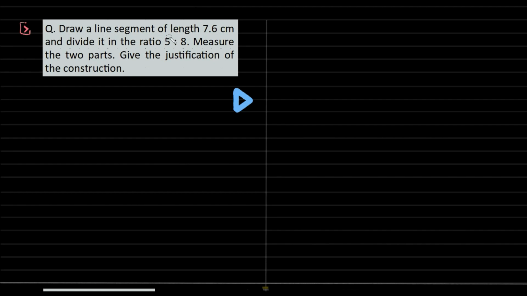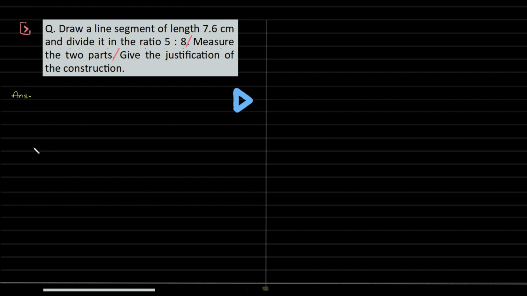Draw a line segment of length 7.6 centimeter and divide it in the ratio of 5:8. Measure the two parts. Give the justification of the construction. So first, let's start off with getting a basic picture of how to construct this.